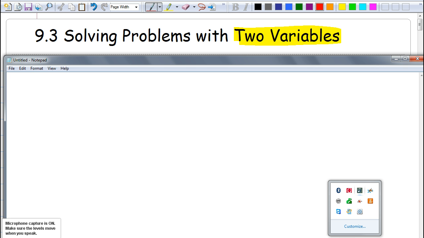Does that make sense? Okay, so if you really wanted to, you could just use one variable and solve. But we're going to show you how to use two variables. It turns out it's a little bit easier doing it that way. Okay, so here we go.